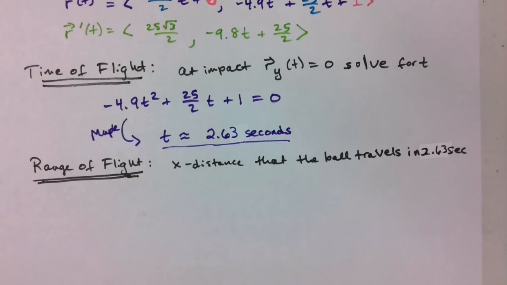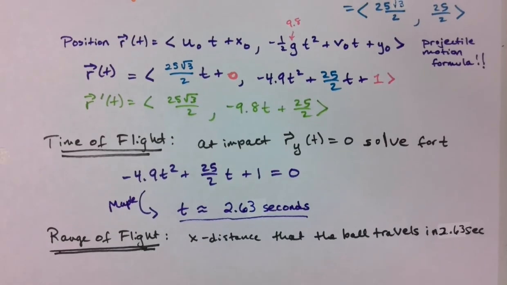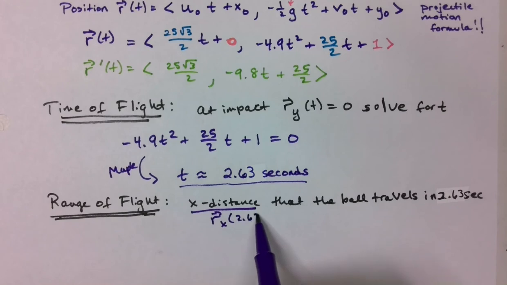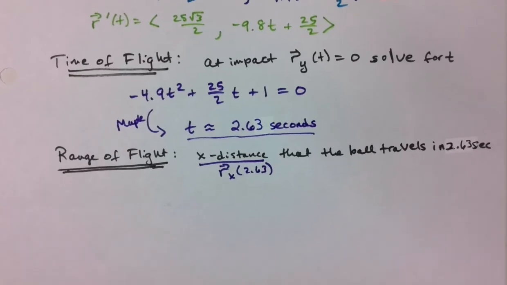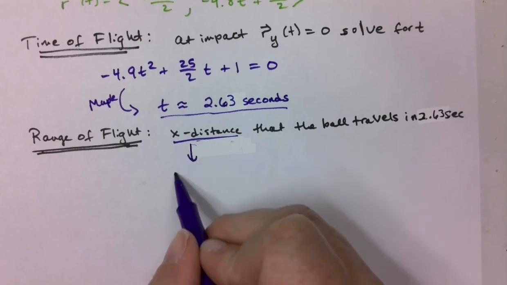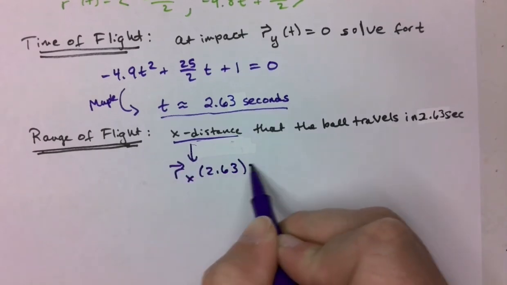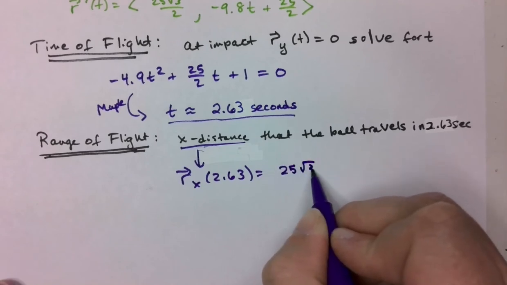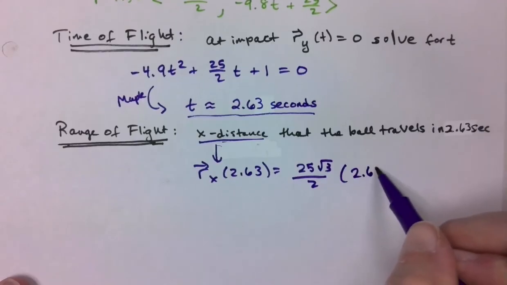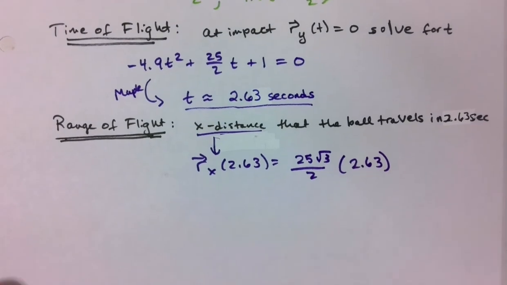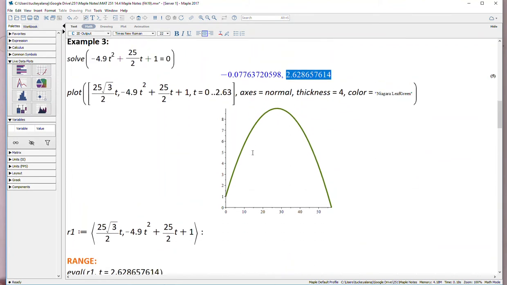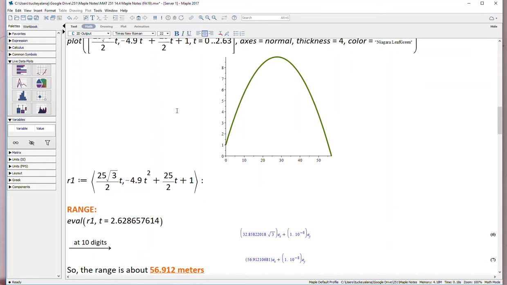Okay, so if I take my x distance, so I look at my position function, what I mean by that is the r x of 2.63, right? That's what we're looking for. So what that means is the r x of 2.63, which would be 25 square root of 3 over 2 times t, so times 2.63, because I'm using my position function right here. And this is what we have Maple for, to do things like this. So, actually, it looks like I didn't bother. I just put it into a computer. So, there it is.